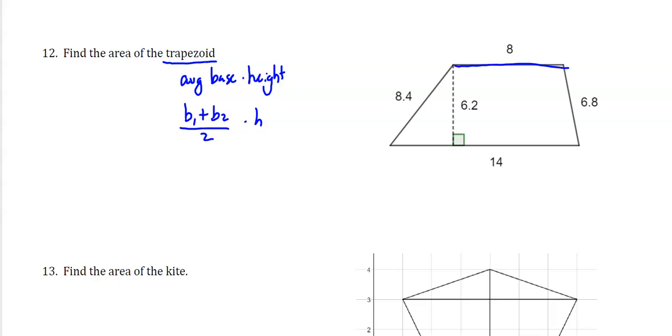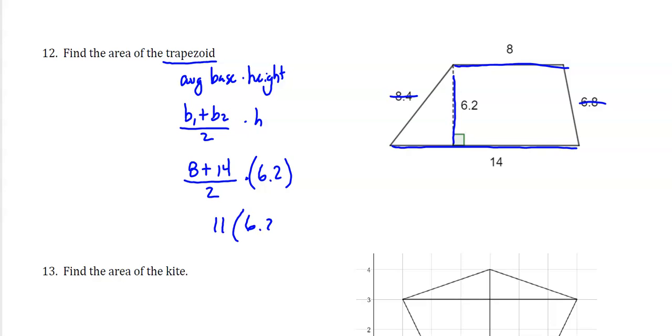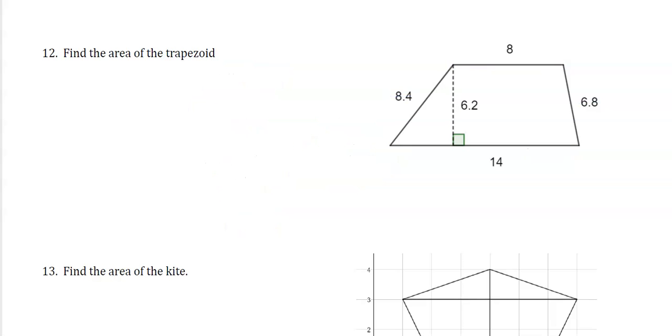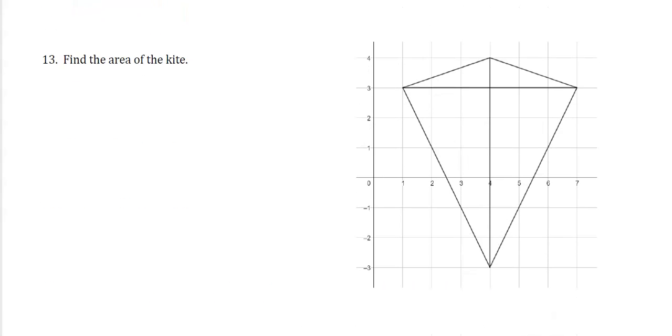So we have base number 1 plus base number 2 chopped in half times the height. You are not needed. You are not needed. And 8 plus 14 is 22. 22 chopped in half is 11. So 11 times 6.2 is 68.2. Final answer.